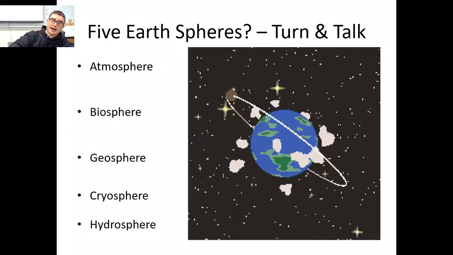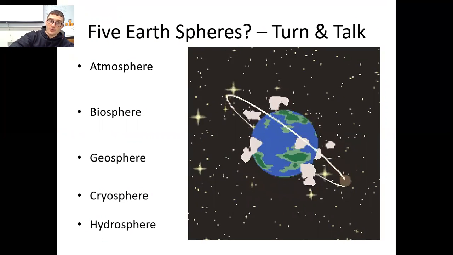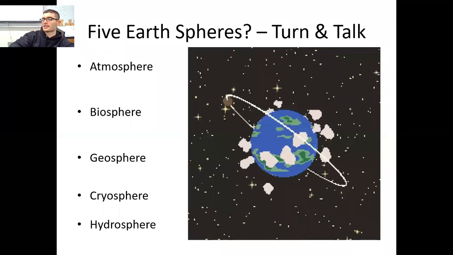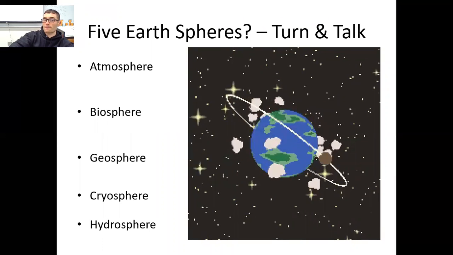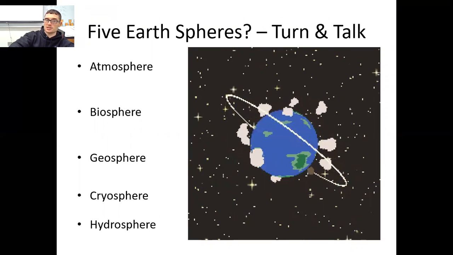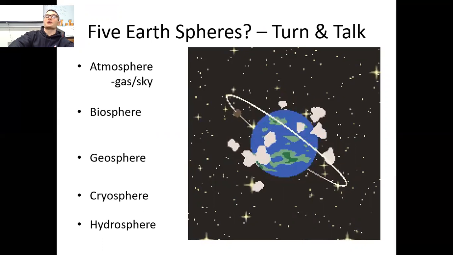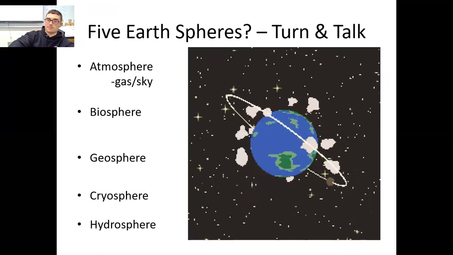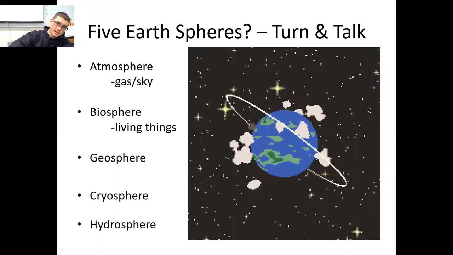Moving on, guys. Real quick, what are the 5 spheres of the Earth? We have the atmosphere, biosphere, geosphere, cryosphere, hydrosphere. Try to pause the video and take a guess at what each of these are. And after pausing, let's go through each of these. Atmosphere is for sky. No need to write these down. Do not write these down. These are just for reference. Biosphere is life, living things.